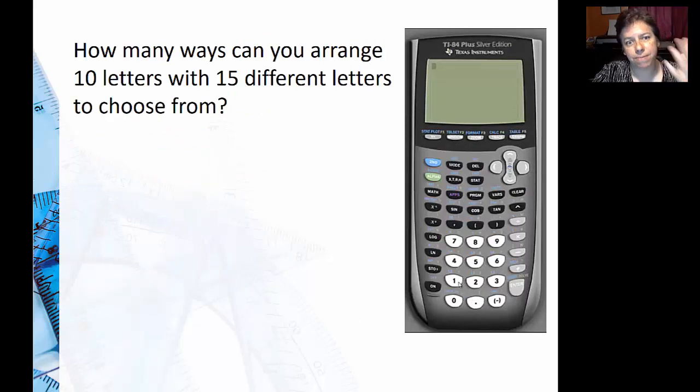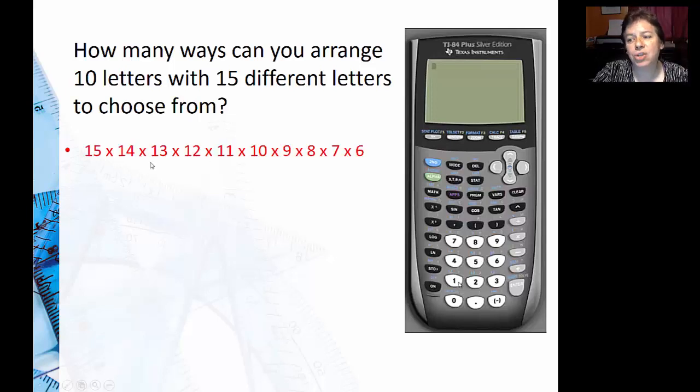Well, for the first letter I'm going to have 15 letters to choose from, then 14, then 13, then 12. Will I get all the way down to 1? Well, no, I actually won't, because I stop on the 10th letter. So I'm not going to use 5 times 4 times 3 times 2 times 1. But there's not a button for this per se on the calculator, at least not as you know it.